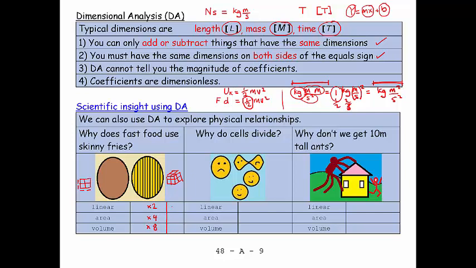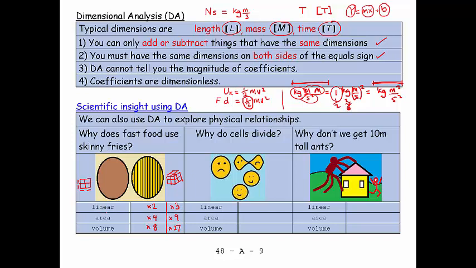If I tripled the linear dimension, I would have 3 times 3, which is 9 times the area, and 3 times 3 times 3, which is 27 times the volume. So these ratios can make a big difference. Here's what's going on with the skinny fries. Let's take it the other way.